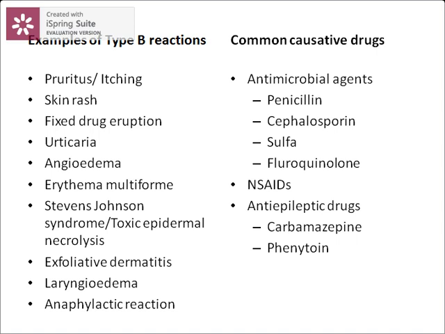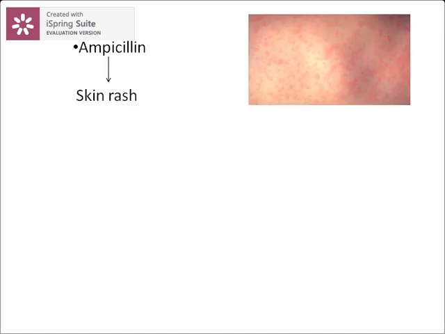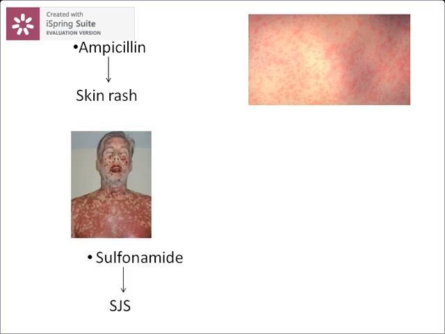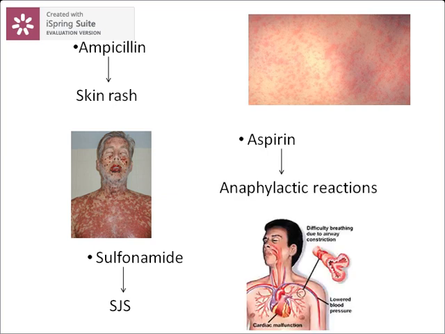For example, if a patient develops a skin rash with penicillin G, there are high chances the same patient will develop a skin rash with amoxicillin, because it's another penicillin group drug. Complete cross reactivity is more likely in the case of antimicrobial agents, while partial cross reactivity is seen in NSAIDs. So if a patient develops an allergic reaction to paracetamol, other NSAIDs can be prescribed to him, but under observation with due precautions. Some examples: ampicillin causes skin rash, sulfonamides cause Stevens-Johnson syndrome, aspirin causes anaphylactic reaction.